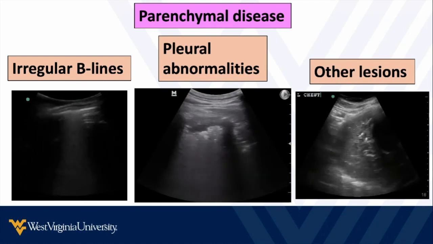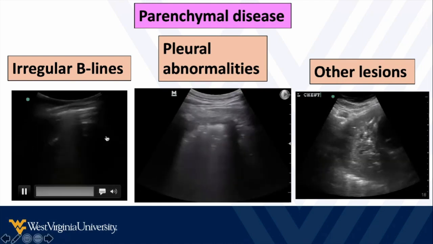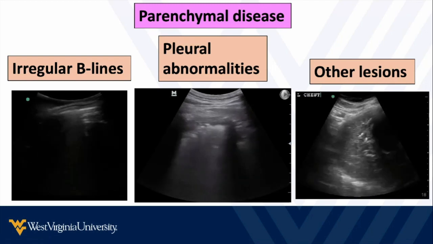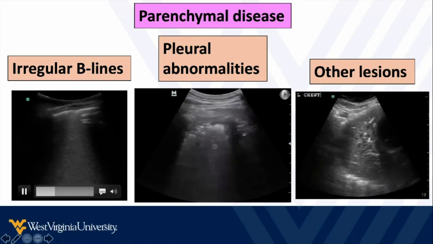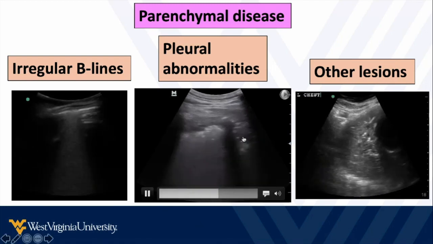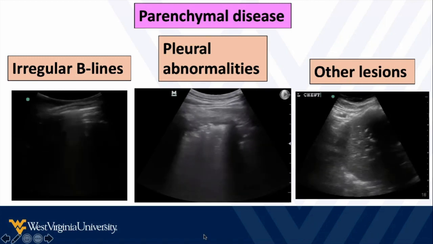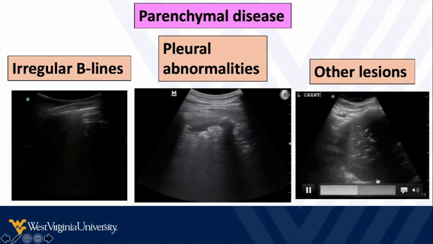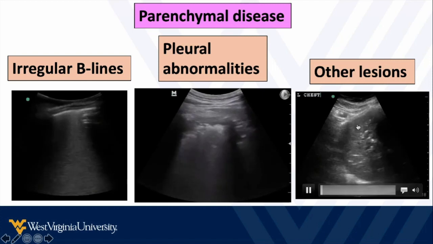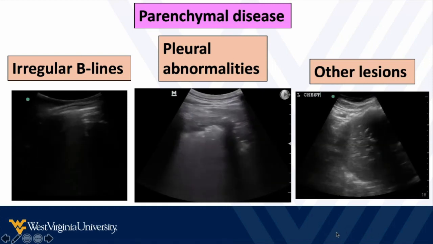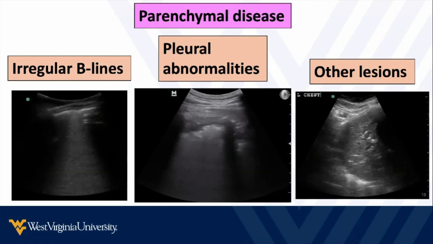So this is what parenchymal disease looks like. Irregular B-lines, patchy distribution, skipping around. So that's what we see here. We may see thickening or irregular pleura, like we see here, or other more severe or profound lesions like here. We may see small consolidations, or these very large, massive consolidations that take up an entire hemithorax.